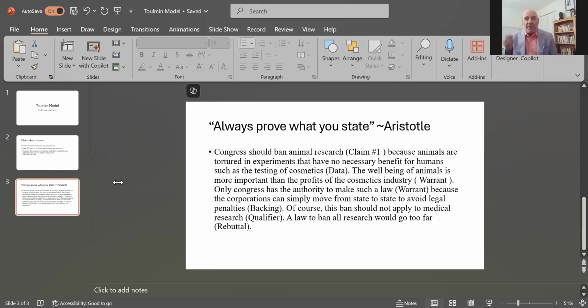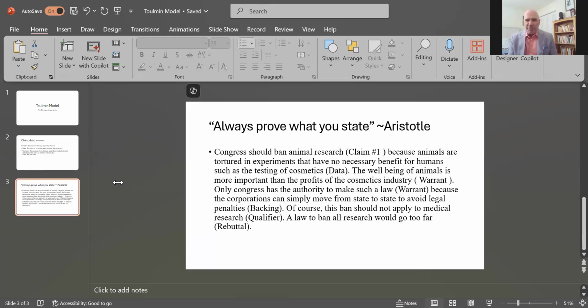But you still have to show the relationship or help us to understand why your data proves your claim, okay, and makes the case for your claim. So you're proving your argument with the warrant. The warrant is the bridge, as it said before, between your data and your claim, or your claim and your data, okay? Only Congress has the authority to make such a law.